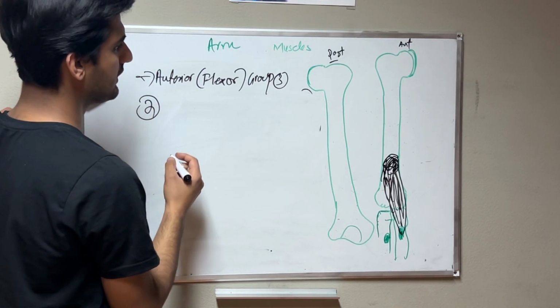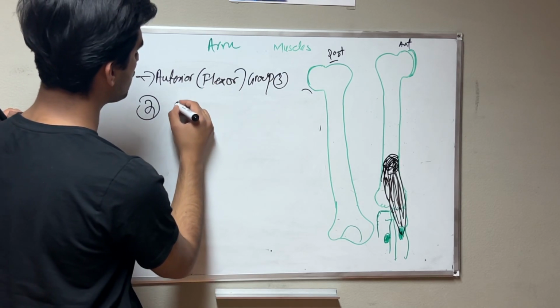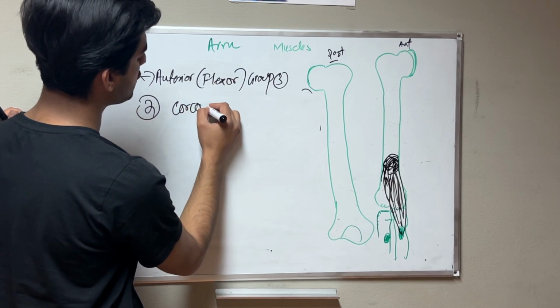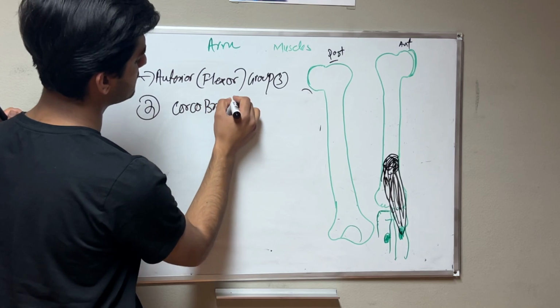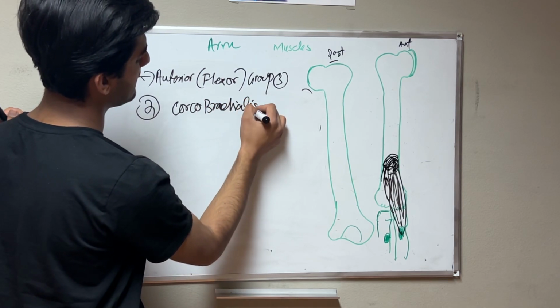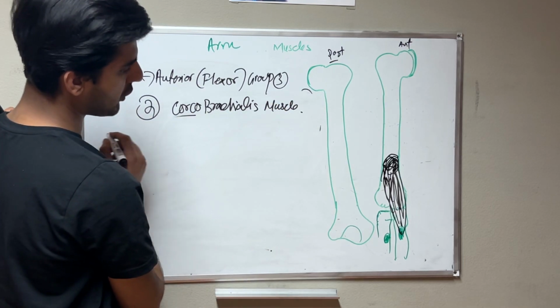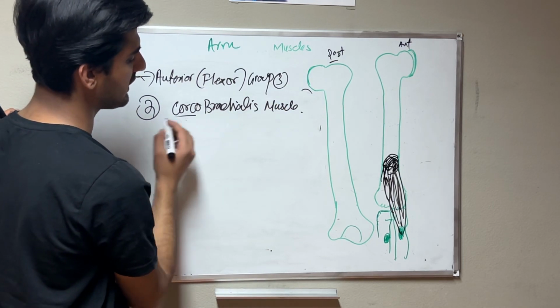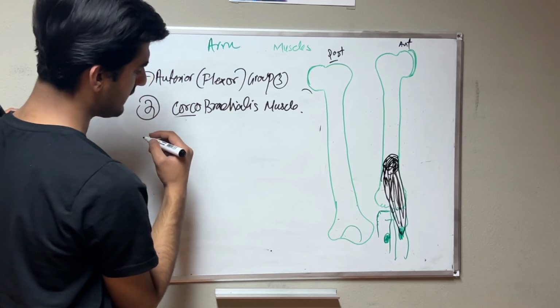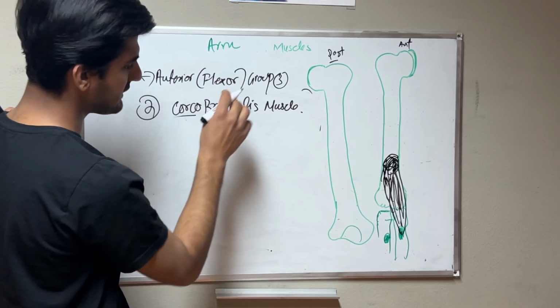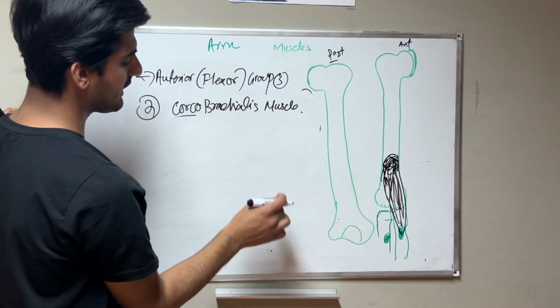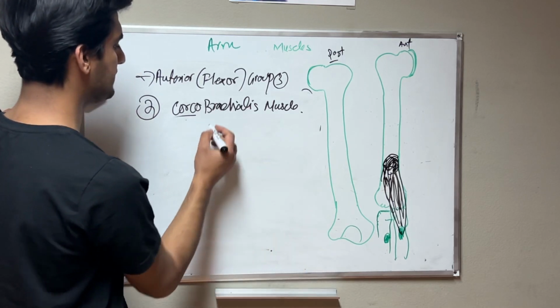Now the second muscle of the anterior group is the coracobrachialis muscle. Here, coraco means the coracoid process of the scapula, and brachialis refers to the brachial region. Brachium means arm, and antebrachium means forearm. These are Latin words.